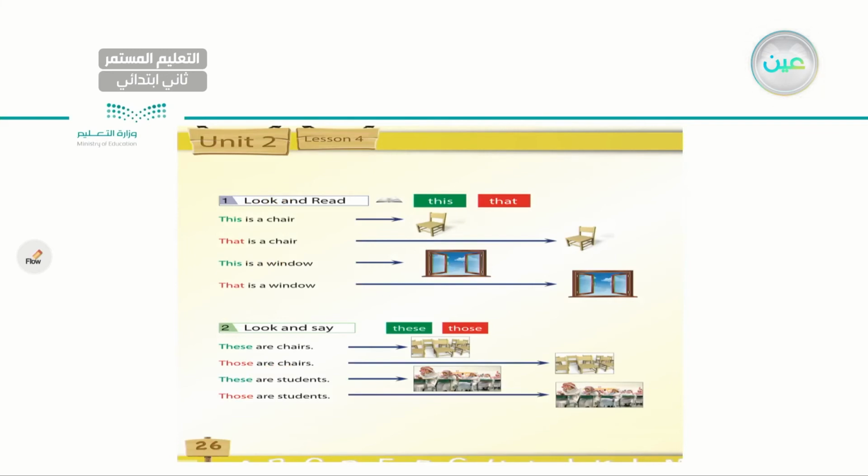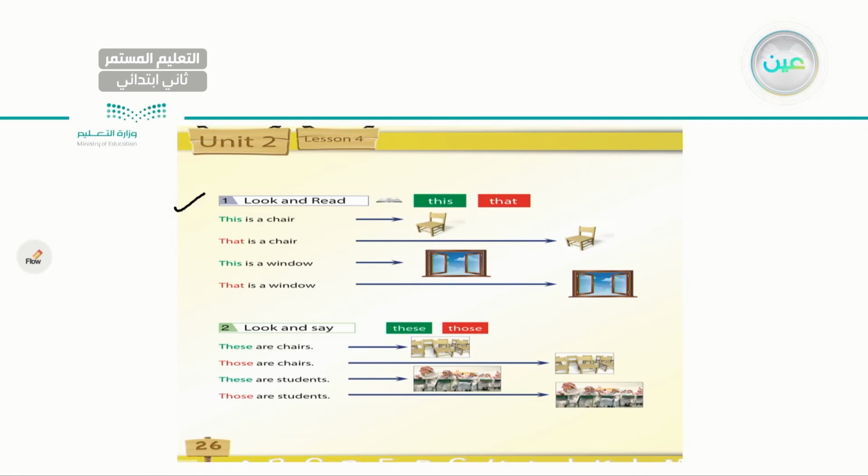I'll be having it zoomed in a minute. We'll be reading the first part and then the lower part. Let's go ahead and read together, starting from number 1. Look and read. This is a chair. So as you can see here, I have 2 parts. The first part, I have this and that, okay, which is used with singular, near or far.